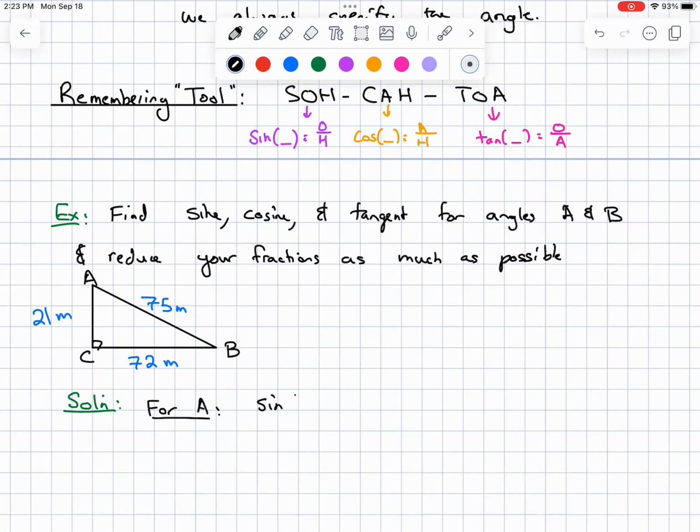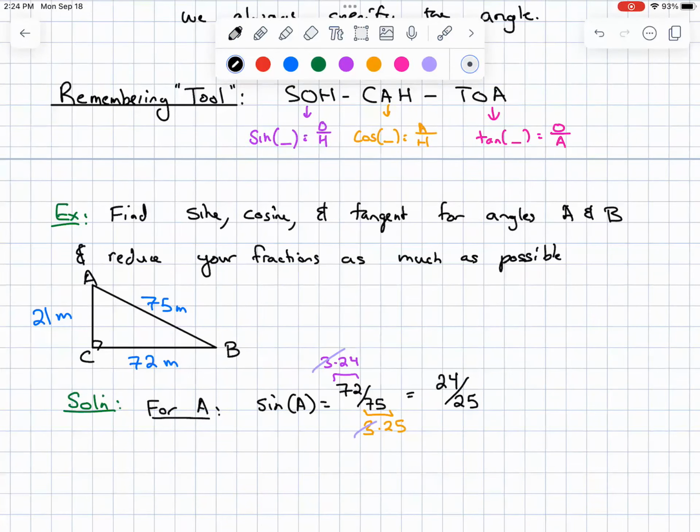the sine of A. Looking at A here, the opposite side is what? 72, and the hypotenuse is 75. So opposite over hypotenuse, 72 divided by 75. Now there's a common factor of 3 between the two of them. 72 is 3 times 24, and 75 is 3 times 25. So the common factor of 3 will cancel, and this reduces down to 24 over 25.